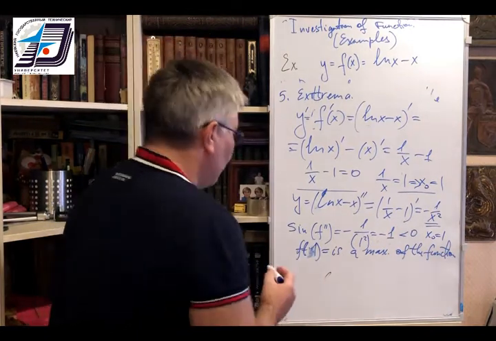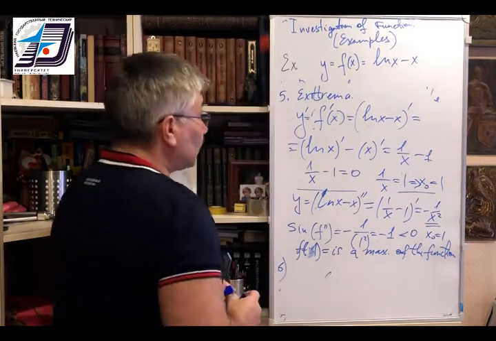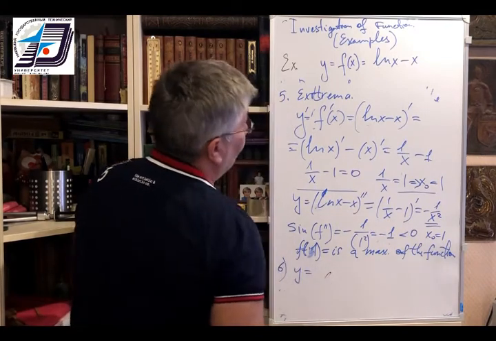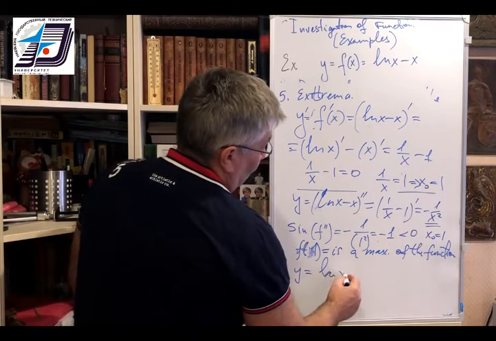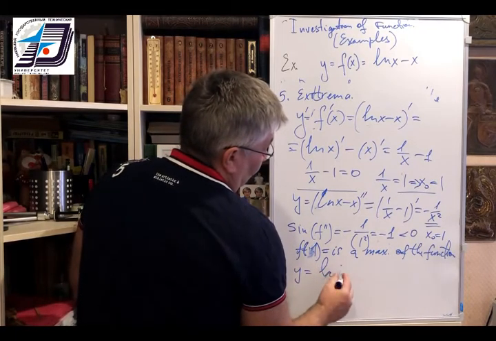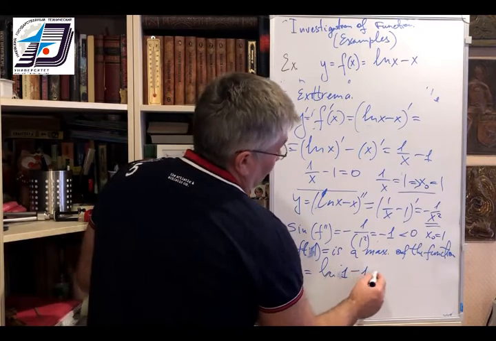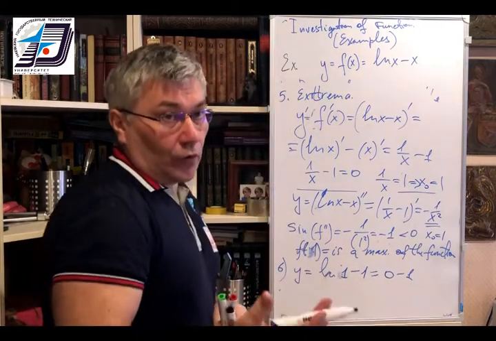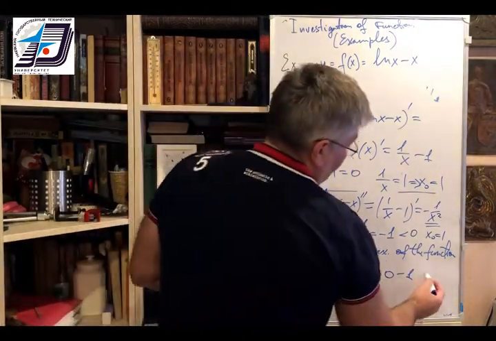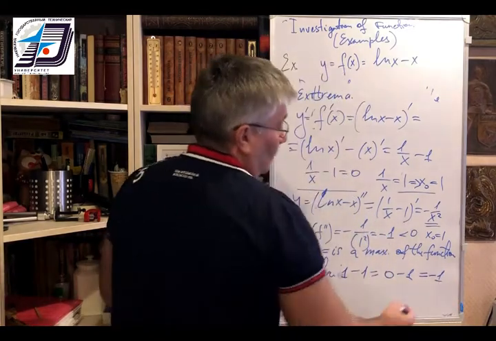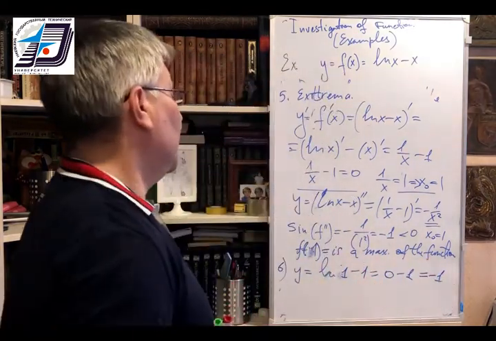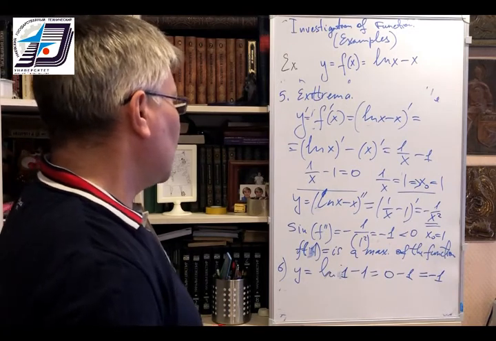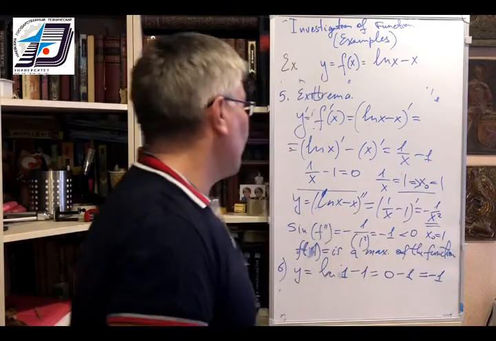And we have to calculate this value. y equals ln 1 minus 1. We know that ln 1 is 0, so you can use your calculators, and it is minus 1. So the maximum point has coordinates (1, minus 1).